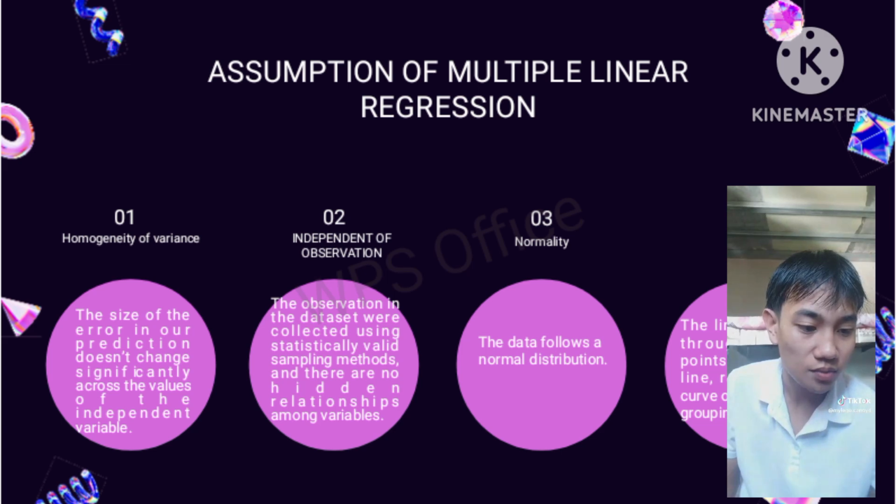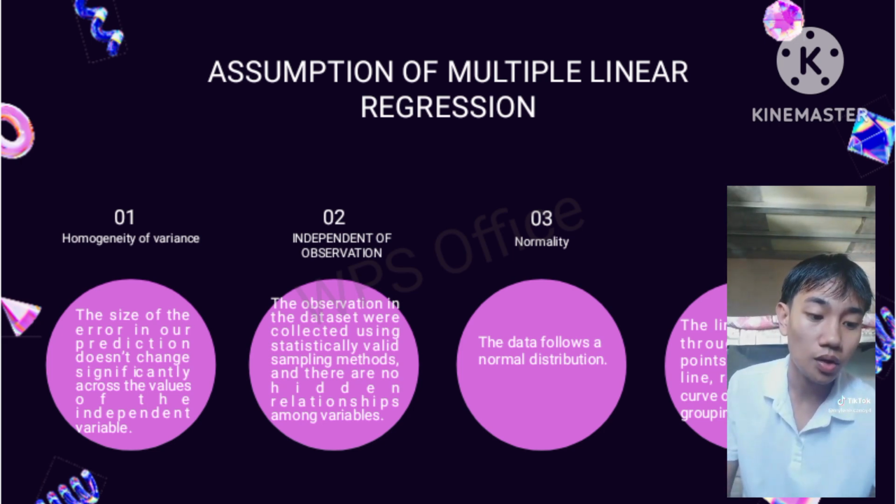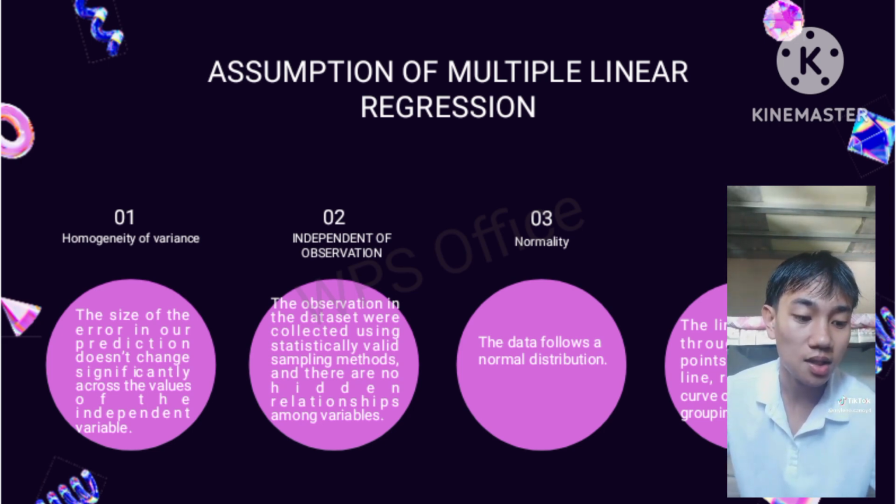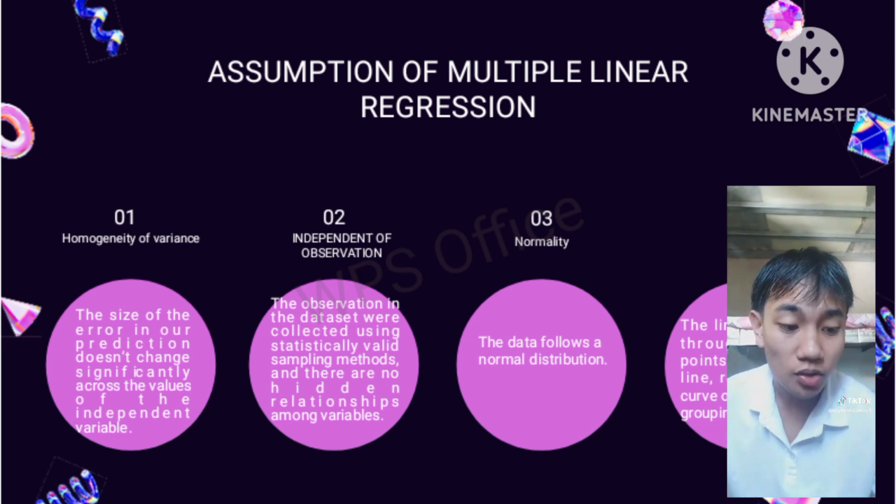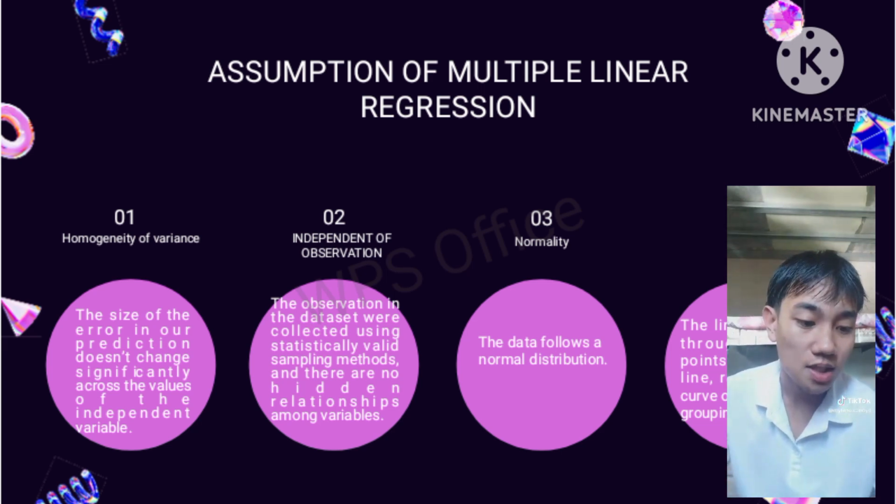First is the data transformation. Halimbawa nito, gamit ang log or square root transformation. Okay, robust test, gumagamit ng Welch's ANOVA o iba pang alternatibong test na hindi sensitibo sa heteroscedasticity. Next is non-parametric test, gaya ng Kruskal-Wallis test na hindi nangangailangan ng homogeneity of variance.